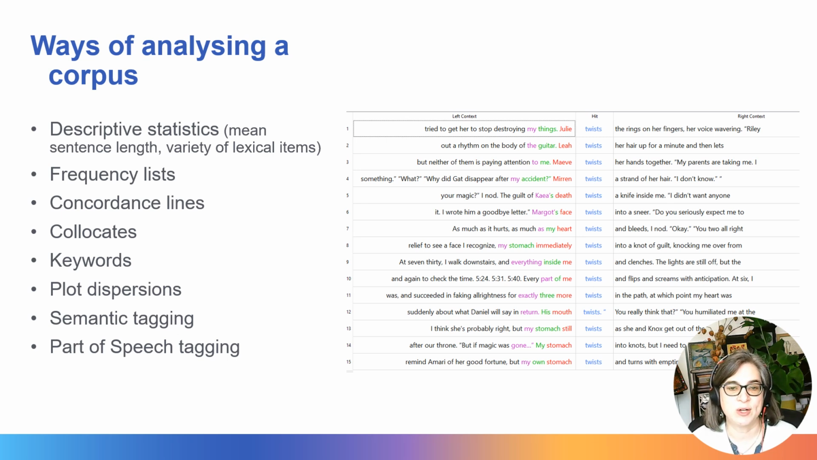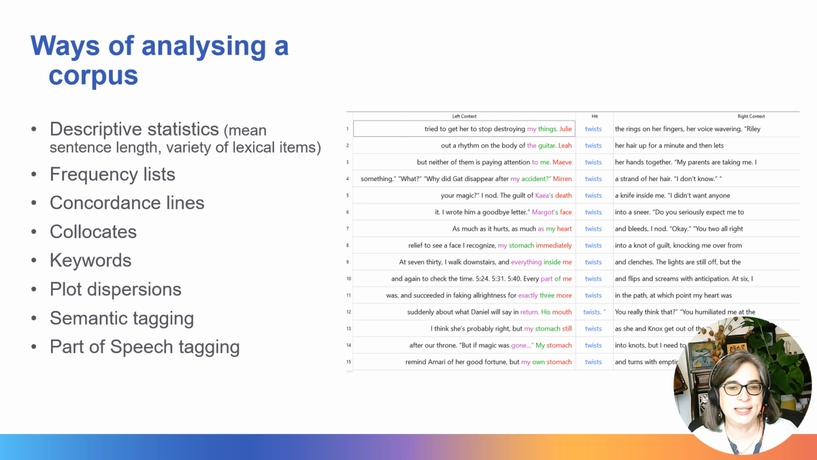Concordance lines, you've got an example here on the right. This is taken from a corpus of young adult fiction that I've been working on, and here I search for the term twists in the corpus. They're sorted to the left, so you've got words on the left and words on the right. The words on the left are in alphabetical order, so Julie occurs before Leah, occurs before Maeve.